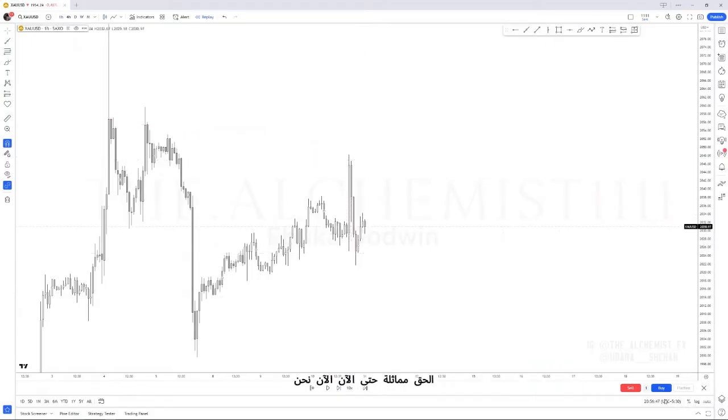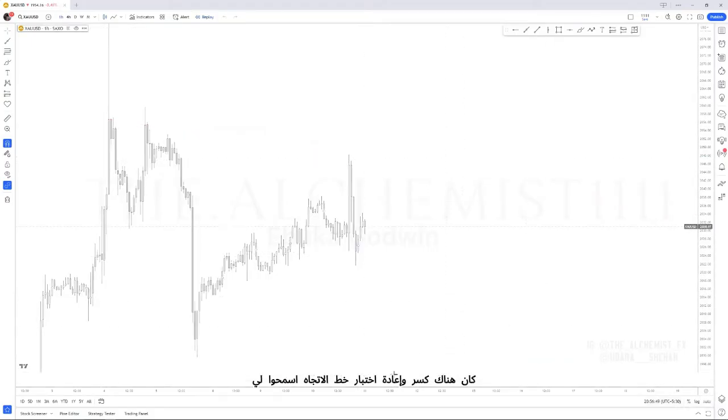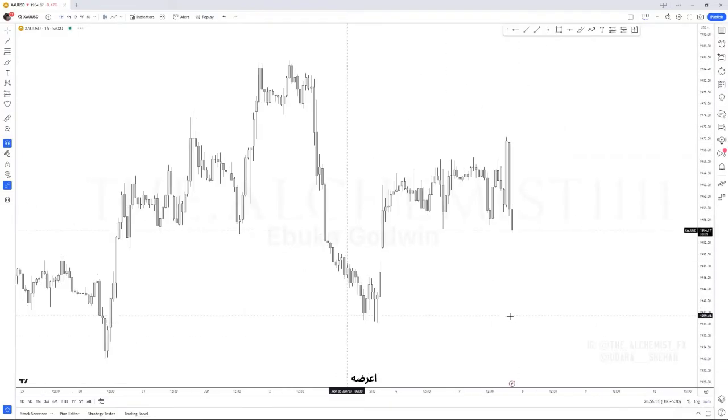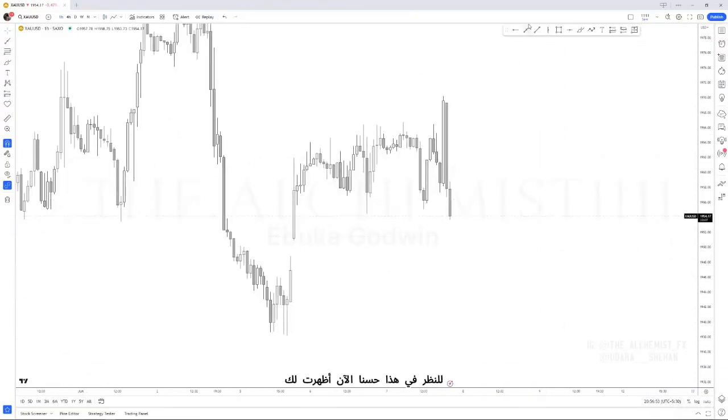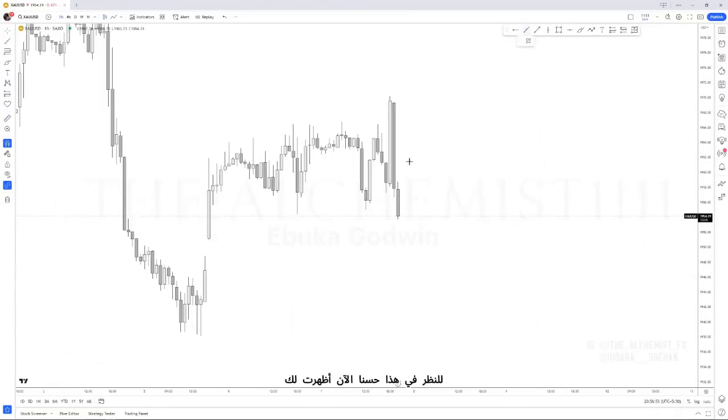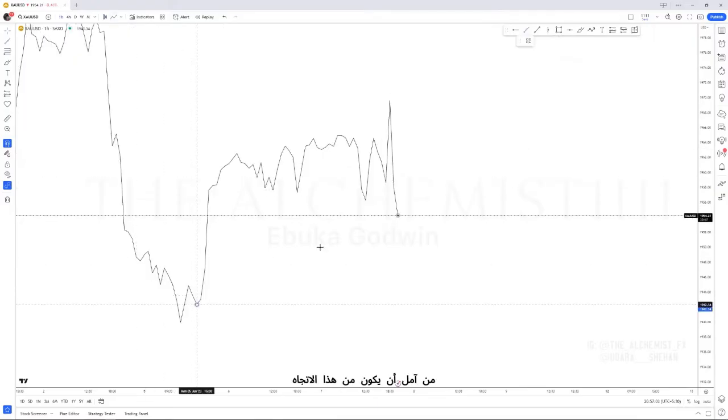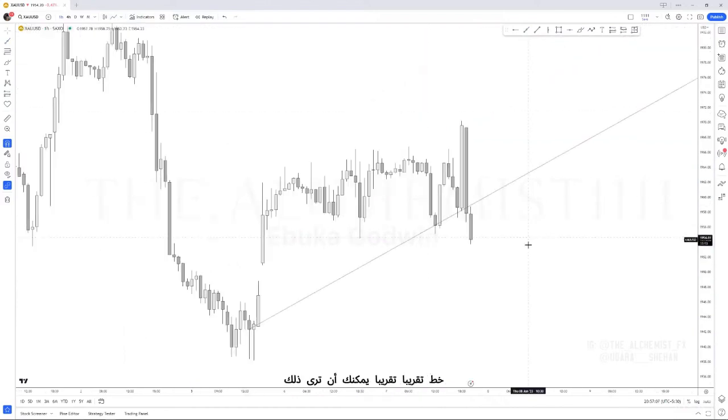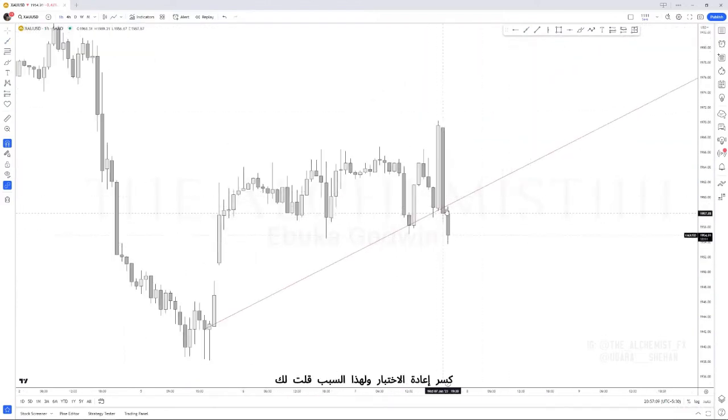Even today, right now, we had a break and retest of a trend line. Let me show it to you. Look at this. I showed you this buy, how it came from this trend line. Now look at this sell. Where is it coming from? I hope it's from the trend line. Almost. Can you see that? Break, retest. So that's why I told you the main thing will be key levels.